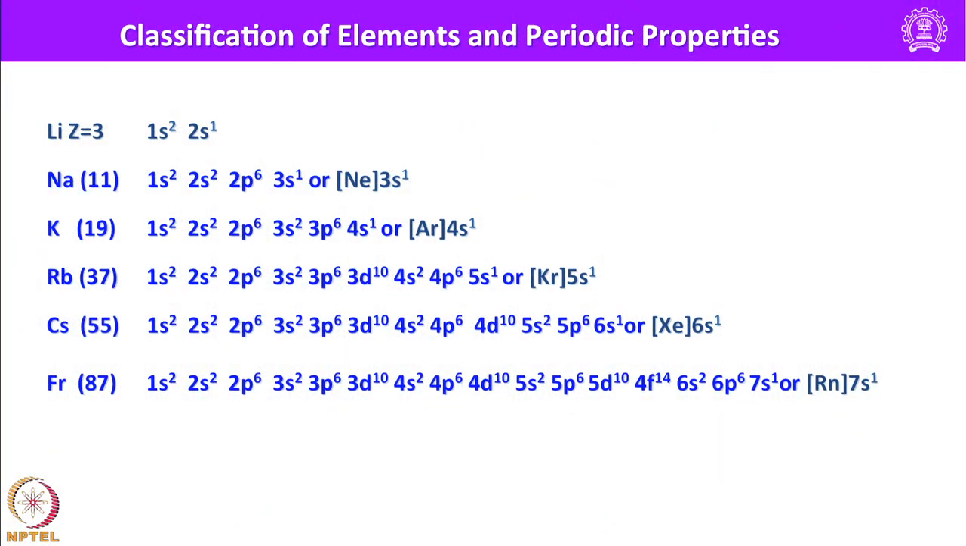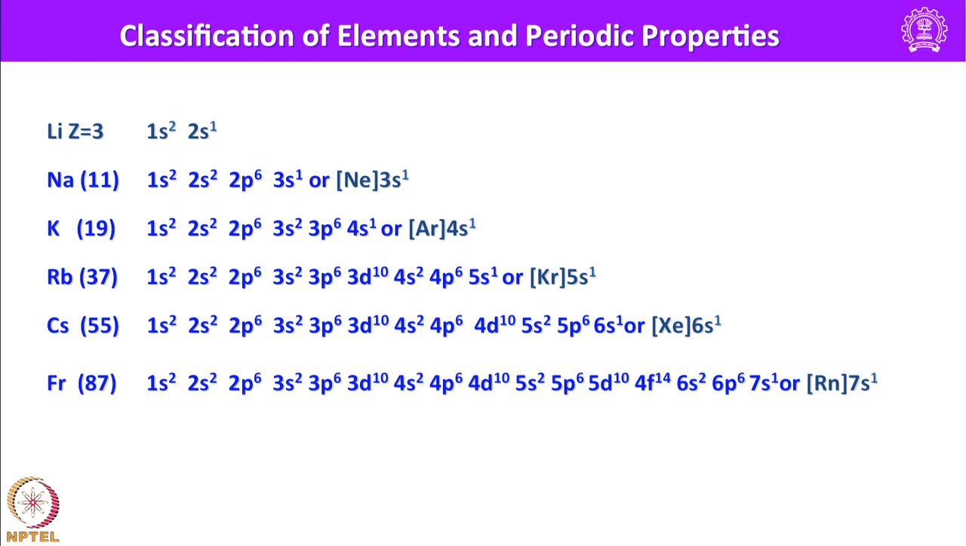I have shown here the electronic configuration of group 1 elements starting from lithium to francium, and of course, there are two ways one can write the electronic configuration. Simply you can expand and keep writing all electrons in the order of increasing their energy, taking clue from the Aufbau principle, or one can also simply consider the previous inert gas element and then simply write the valence electron.